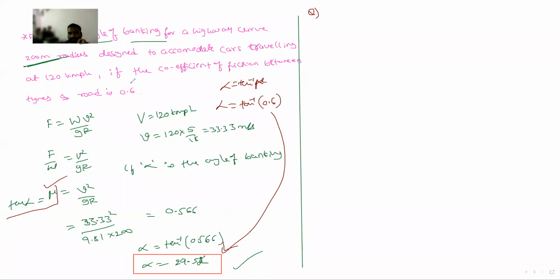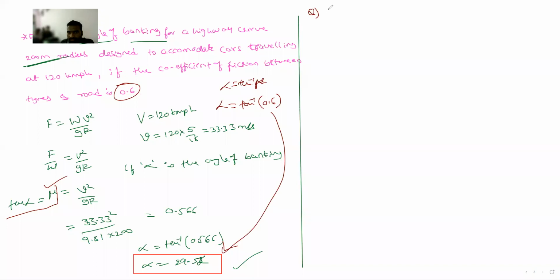So in the problem, he may not give the alpha value. If he gives the mu value, then you can calculate directly. Okay, you will get a nearby answer in an MCQ. So in the problem, he may give directly the coefficient of friction is equal to this much, and ask what is the banking angle. At that time, tan alpha is 0.54. Okay. See, this type of problems are given.